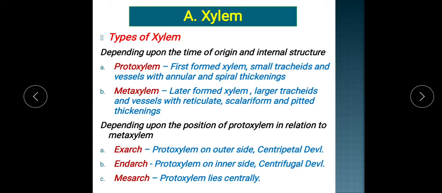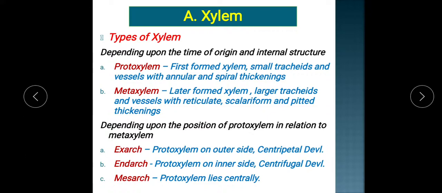Then the second type of classification depends upon the position of protoxylem in relation to the metaxylem. That means the position of protoxylem refers to the type of xylem. Exarch. Exarch means protoxylem is present on the outer side. That's why it is called exarch. And in this case, the xylem shows centripetal development.